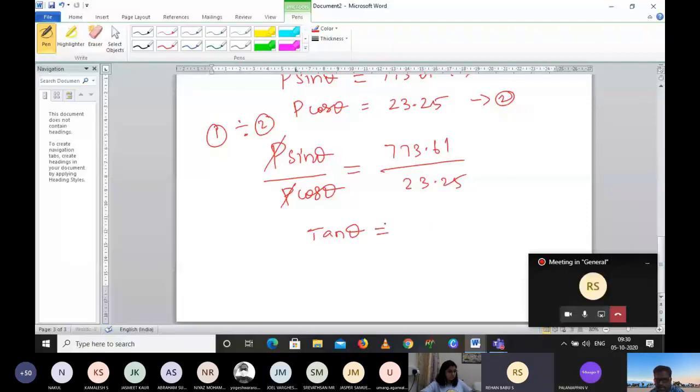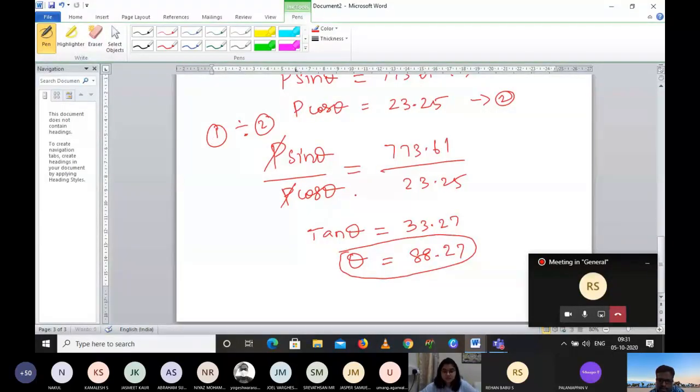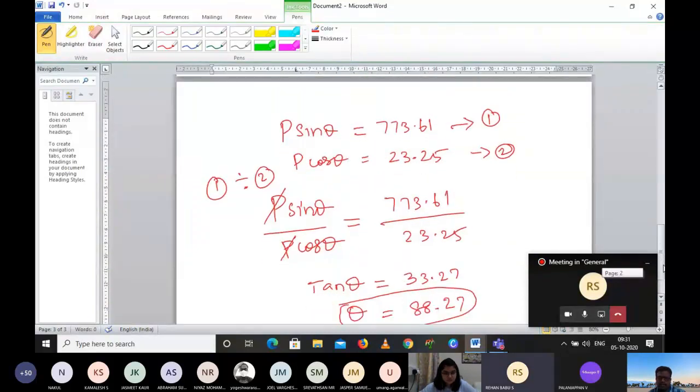33.27, sir. Theta is equal to 88.27. Okay. Once you got this, others, please make a note of it. Once you got theta, substitute in any one of the above equations, and then solve it.